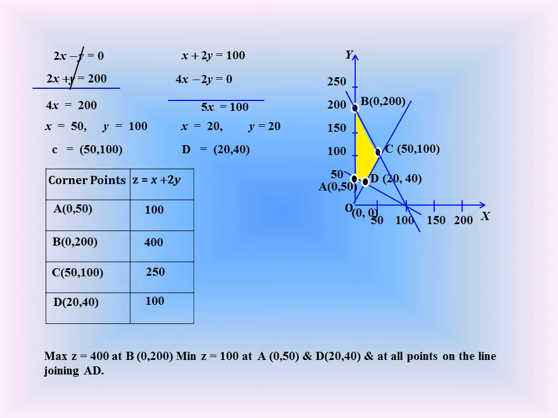Hence, by observing the table we can say that the maximum value of the given LPP is 400 at the point B of (0, 200), and the minimum value of z is 100 at A of (0, 50) and D of (20, 40), and at all the points on the line joining A and D. This is the solution of the problem.